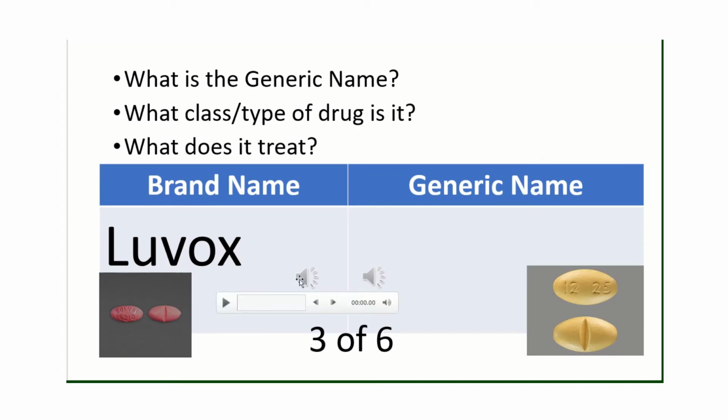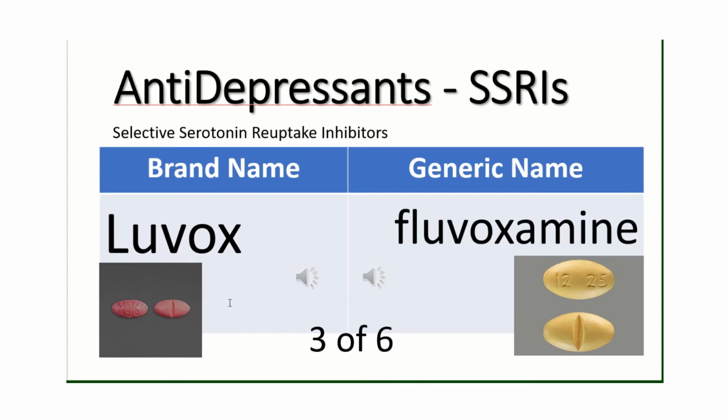What is the generic name for Luvox? What type of drug is Luvox? What does Luvox treat? The generic name for Luvox is fluvoxamine. Luvox and fluvoxamine are SSRI antidepressants.